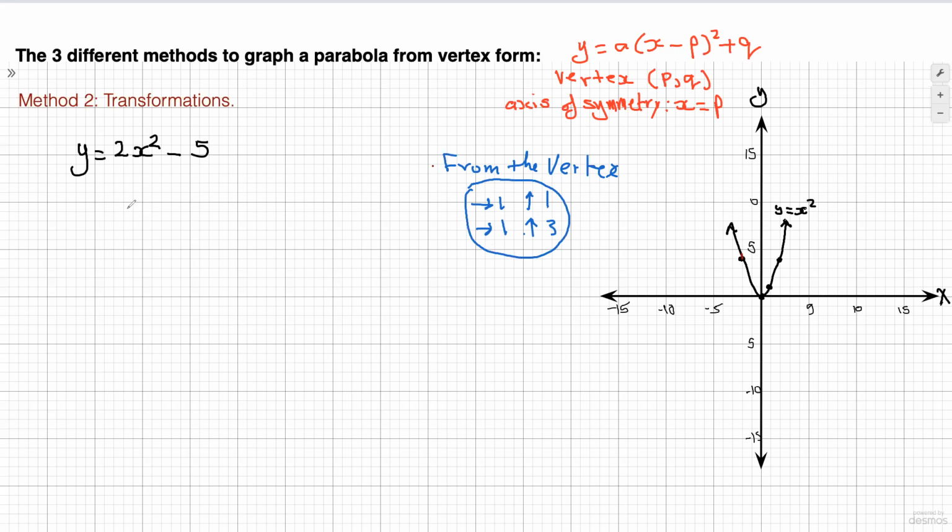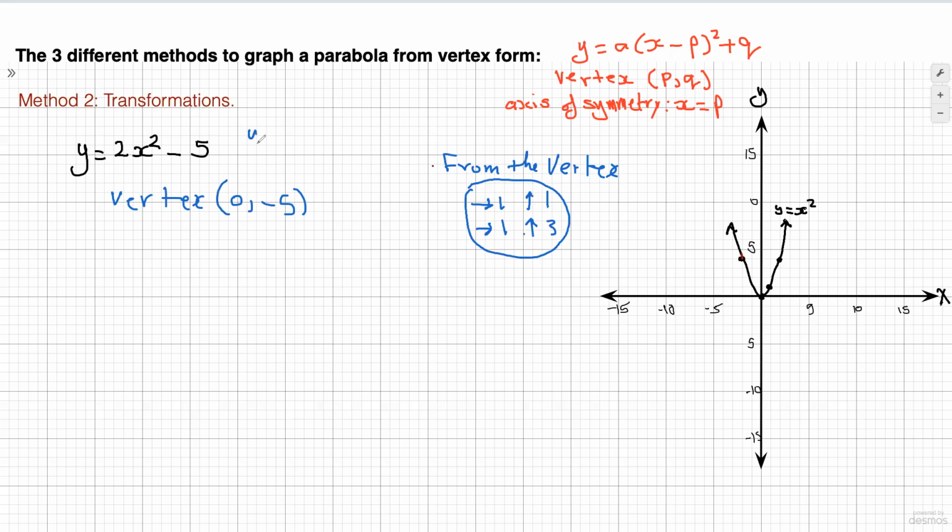Now let's come to this graph right here. This graph is y equals x squared minus 5. So the vertex here is 0 and negative 5. Okay. Lots of students say this doesn't look like the other one. How did you get 0 and negative 5?